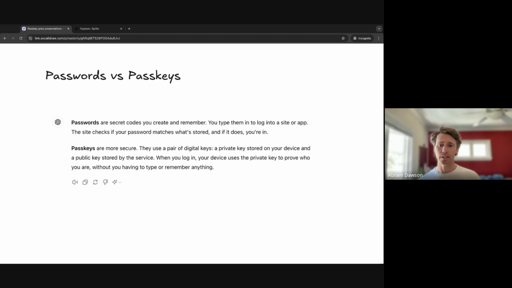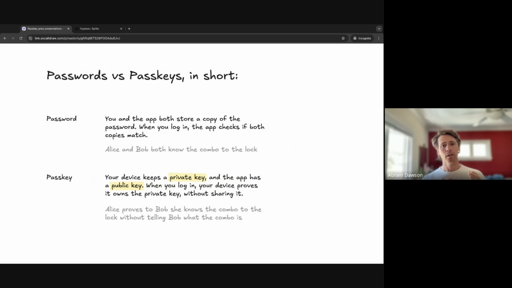They use a pair of digital keys, a private key stored on your device and a public key stored by the service. That private-public key pair is really important, which we'll get into in a second. When you log in, your device uses the private key to prove who you are without you having to actually type or remember anything. So in short, with a password, you and the app both store a copy of the password. When you log in, the app checks if both copies match. Alice and Bob both know the combo to the same lock, and they share that with each other. That's a password. A passkey is this public-private key pair, right?